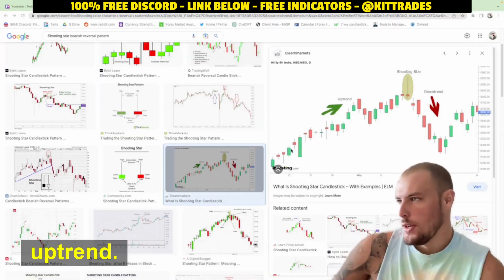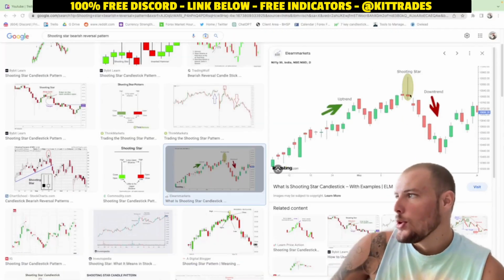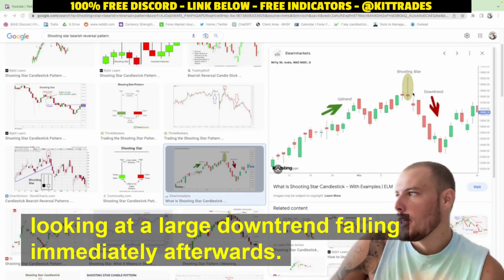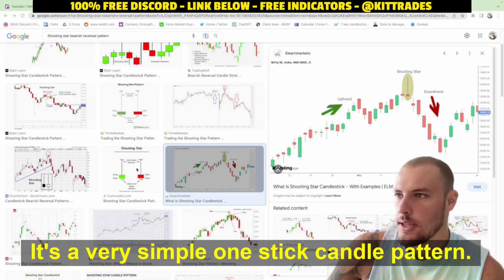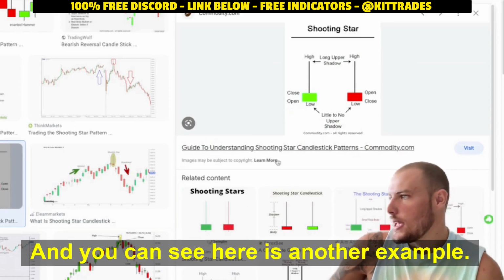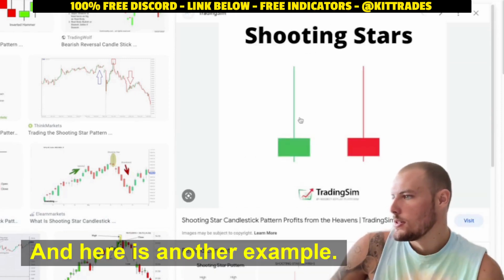Here is an example of it in an uptrend. You see the price is climbing, you get this shooting star single stick candle pattern, and then you're looking at a large downtrend following immediately afterwards. It's a very simple one stick candle pattern, and here is another example, and here is another example.